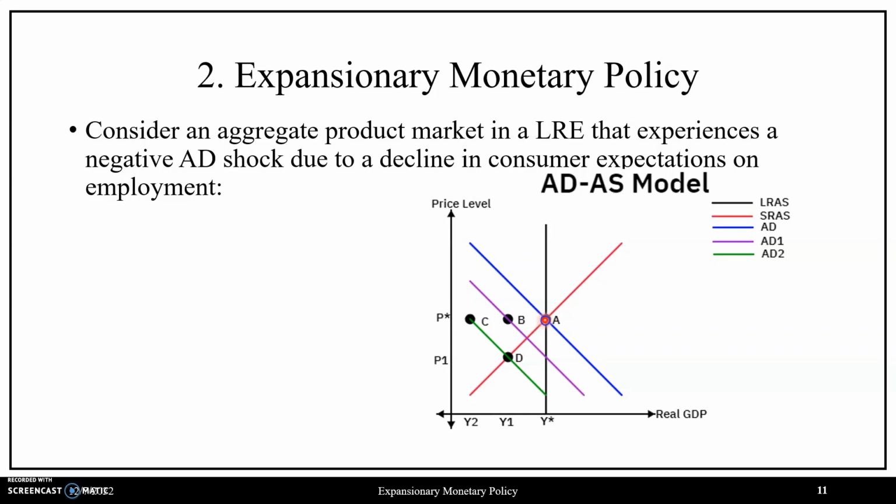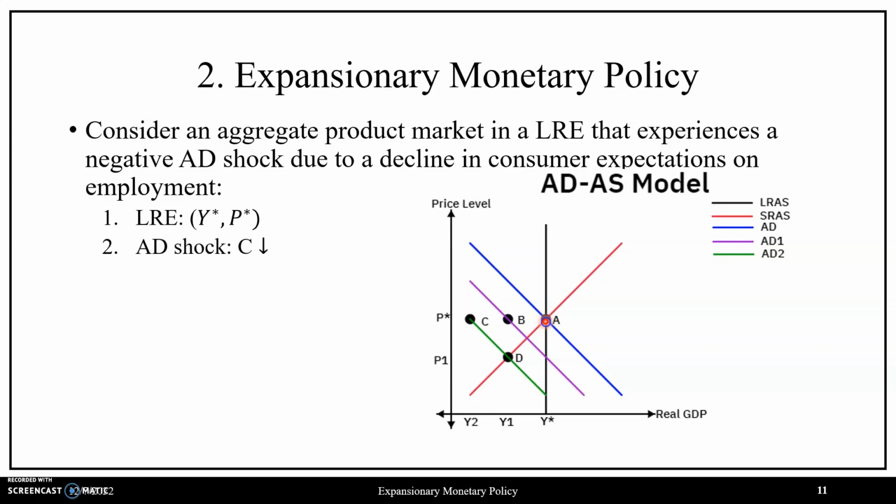Initially, the economy will be at a long-run equilibrium at the intersection of aggregate demand and short-run aggregate supply at point A corresponding to a real GDP level Y star and a price level P star. This economy then experiences a negative demand shock in the form of a decline in consumer expectations on employment.